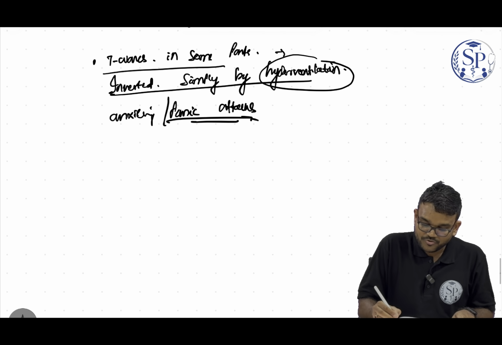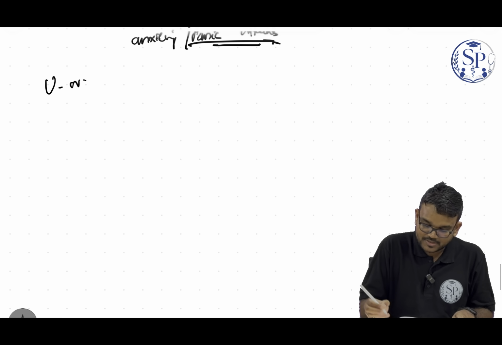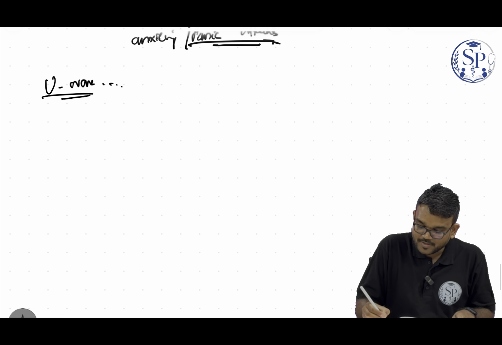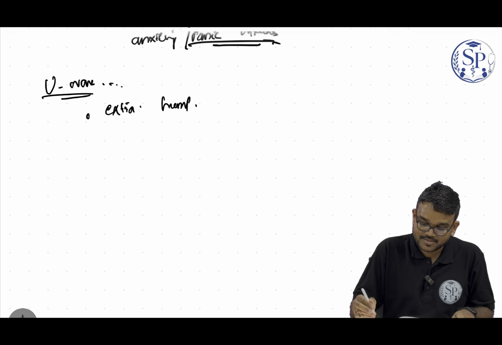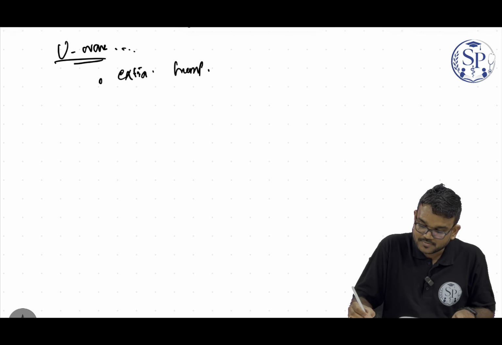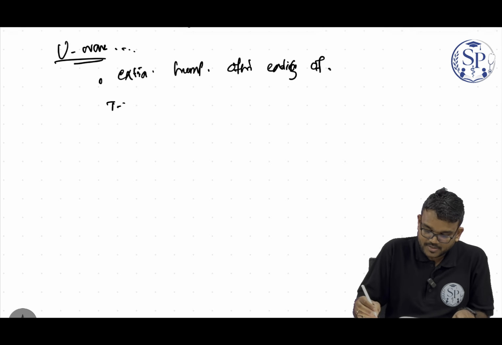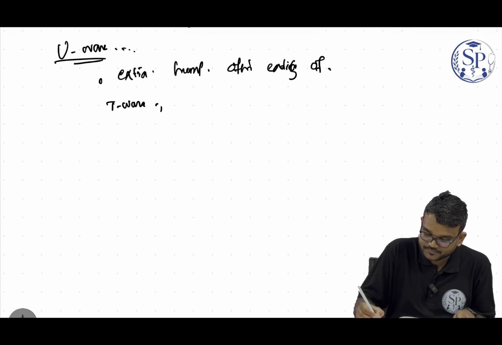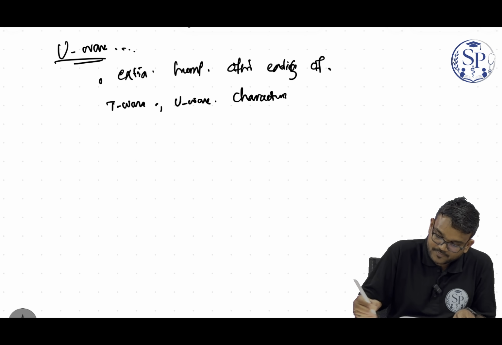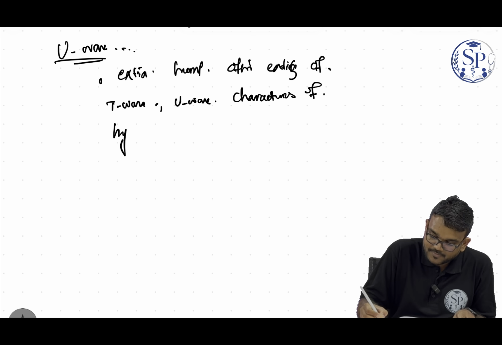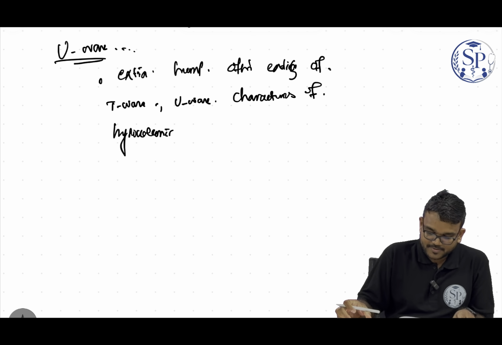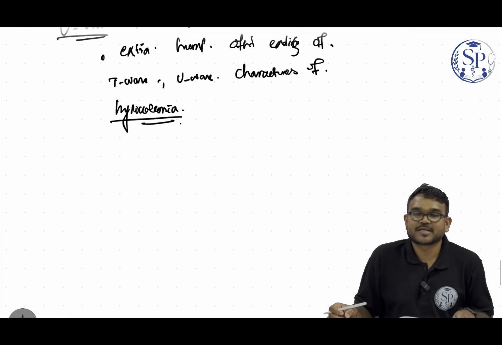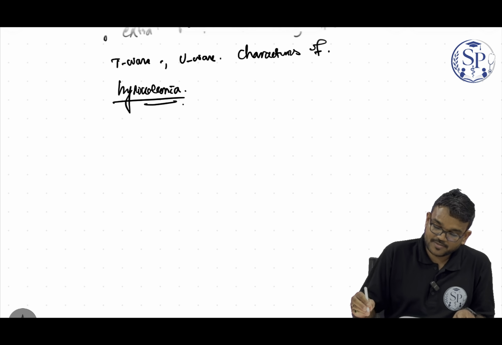Now, coming to U wave. So, U wave is the extra hump after T wave. We will see in the ECG the extra hump after the ending of the T wave. Okay. The U wave is a characteristic of hypokalemia. Okay. The U wave is the most common characteristic feature of hypokalemia.